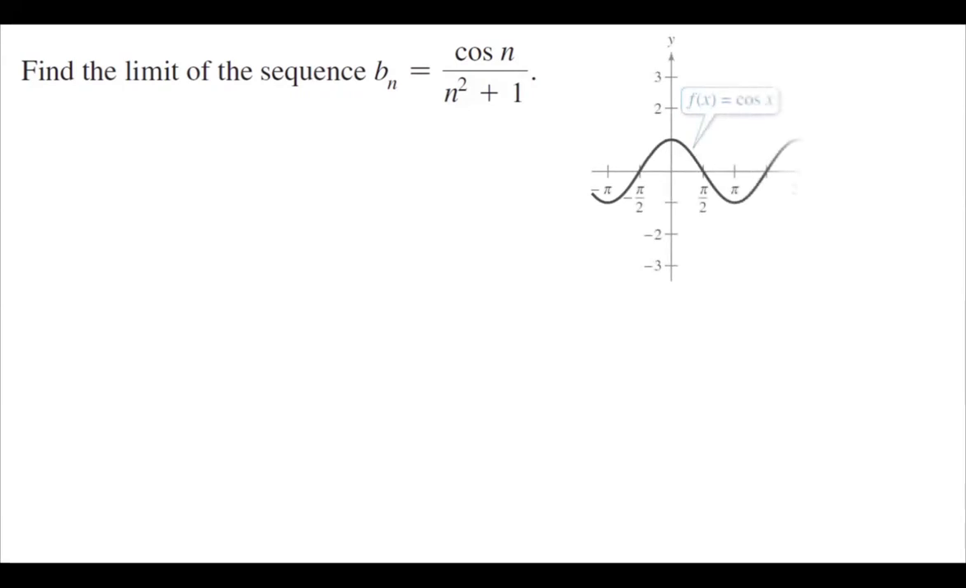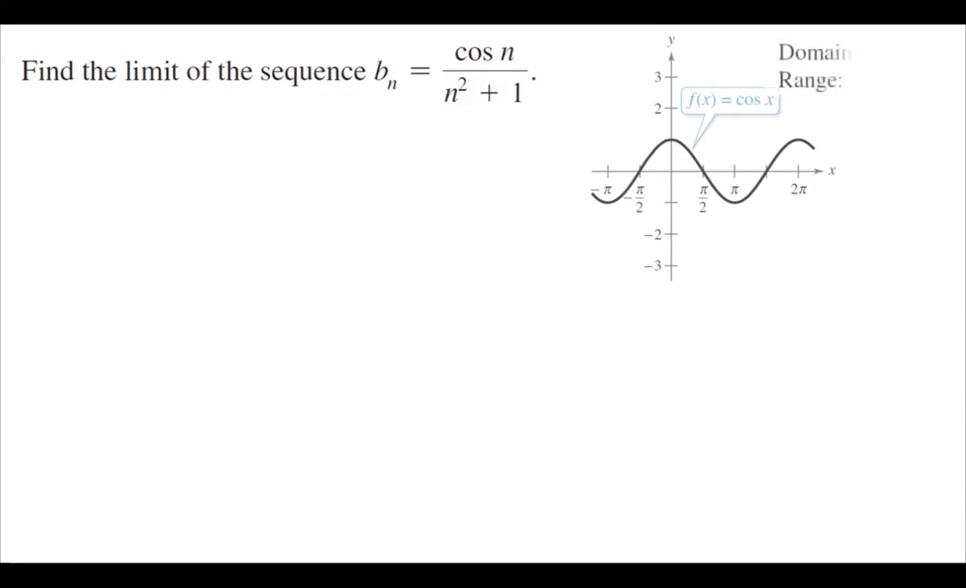Well, the question says find the limit of the sequence bn, which is cosine n divided by n squared plus 1. Well, this is a more complicated function. It's not very familiar to me. I haven't seen this regularly in books or in examples. It's not basically a parent function. So if I can squeeze it between two other functions, then maybe I can find the limit of this a little bit easier. This is the behavior of cosine of x.